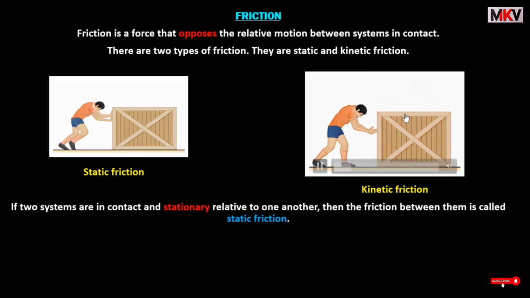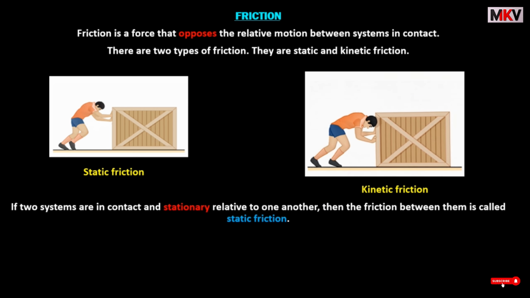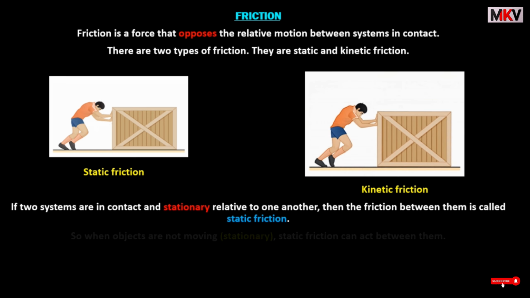If you look at this video, the guy is trying to push the box along the ground, and the force that is acting between the box and the ground is the kinetic friction. So if two systems are in contact and stationary relative to one another, then the friction between them is the static friction. If the two systems are in contact and there's no motion, the force that holds the two systems together is the static friction.